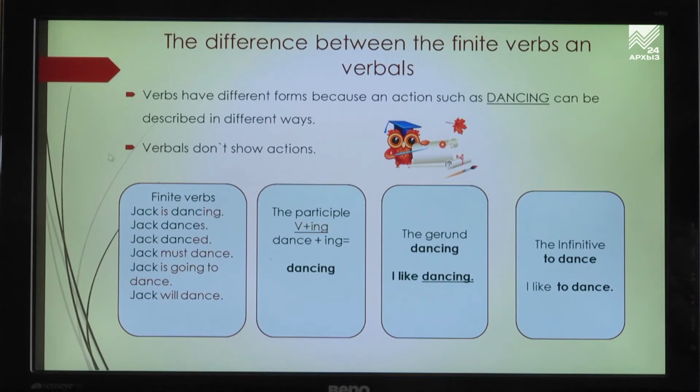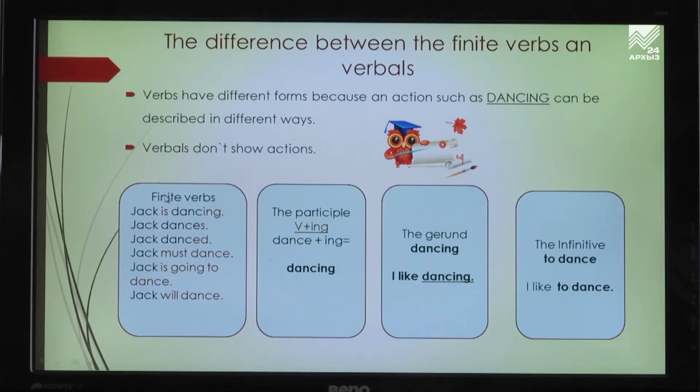So pay attention to the finite verbs. Jack is dancing. One form. Jack dances. Another form. Jack danced. Jack must dance. Jack is going to dance. Jack will dance. Pay attention: the verb has a lot of forms.